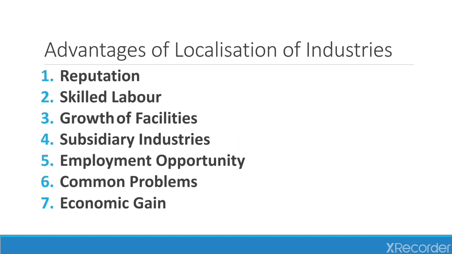Growth of facilities. Concentration of industry in a particular locality leads to the growth of certain facilities there. To cater to the needs of industry, banks and financial institutions open their branches, whereby the firms are able to get timely credit facilities. Railway and other transportation facilities are available in that area.